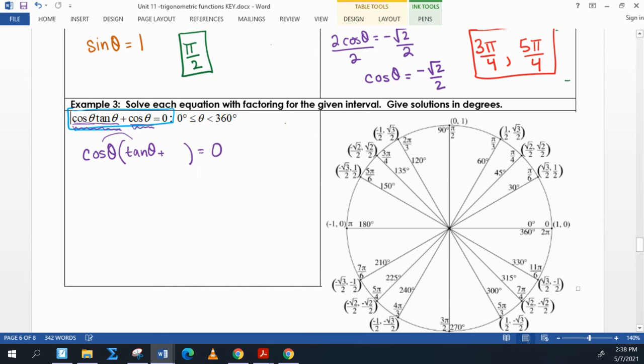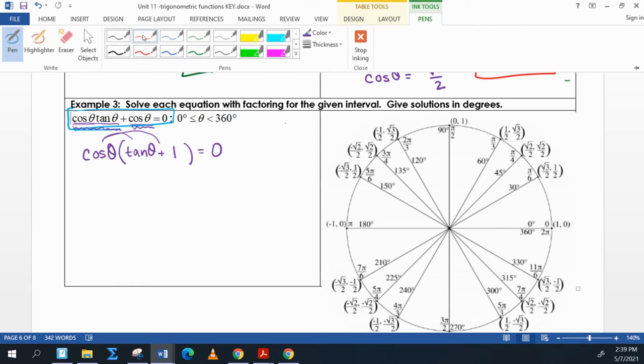All right, now I need to find something that if I multiply with the cosine theta gives me the cosine theta. What do you multiply cosine theta with to get cosine theta? Just 1. But don't forget that. Don't just leave it off, because then you only have cosine theta, tangent theta, and you can't solve that one. So don't leave it off. Put that 1 in there.